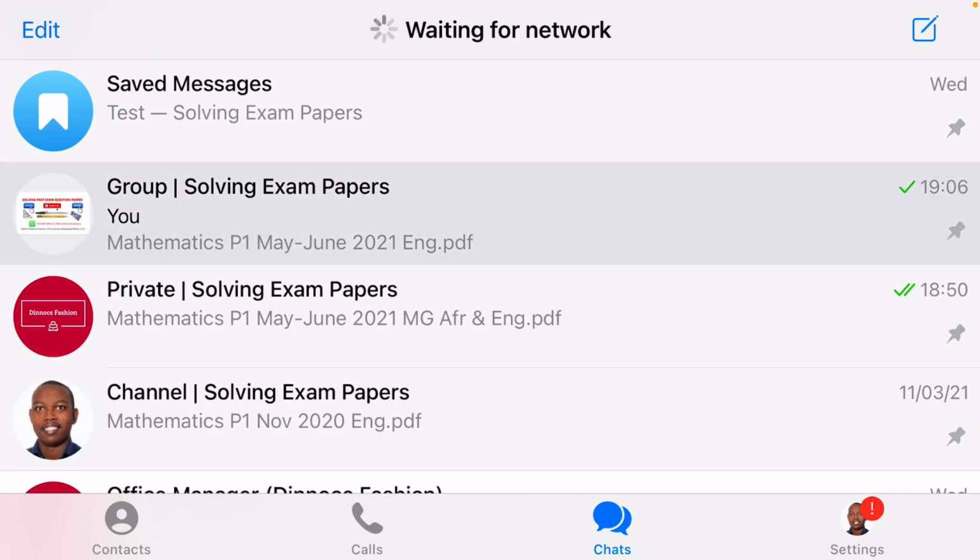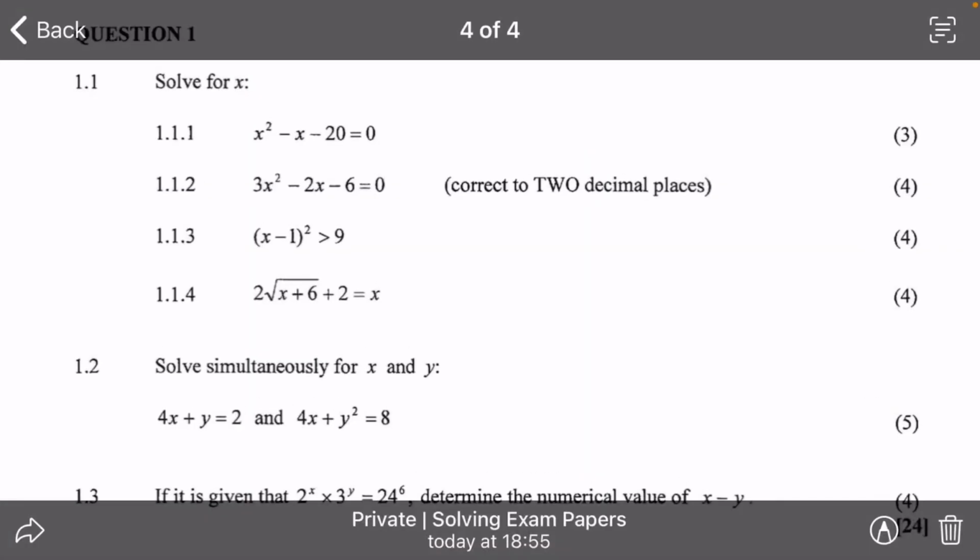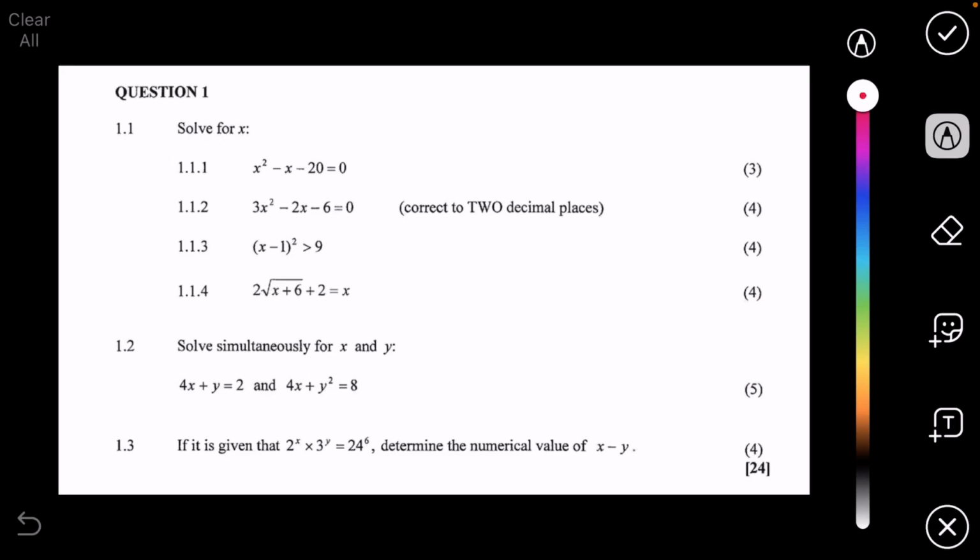Let's see, where is our question paper? Is there, ladies and gentlemen. So now, let's see, guys. I think I've explained enough in relation to that question 1.1.2. So now let's have a look at the next question, ladies and gentlemen.